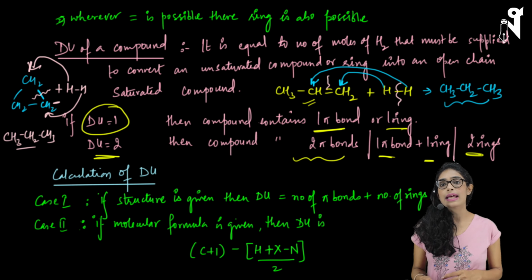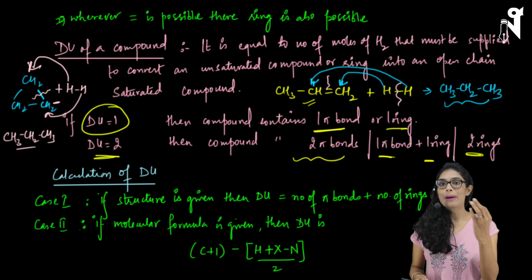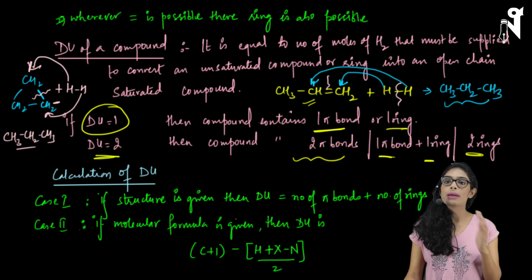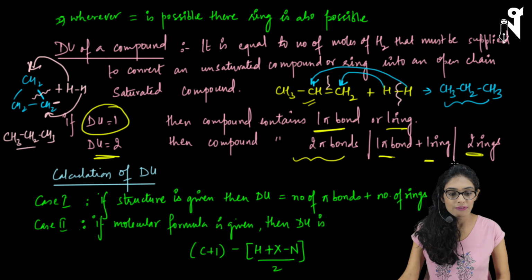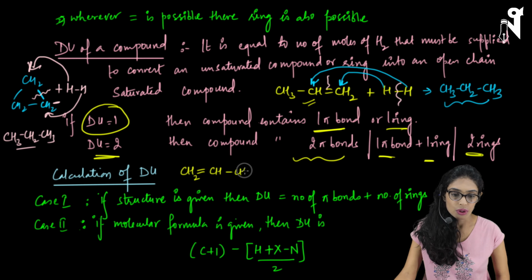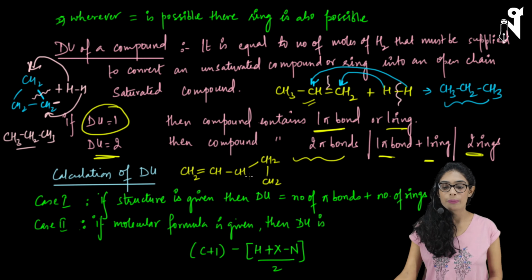Now I'll give you one example of one pi bond and one ring so that you will be able to relate to it much better. Let's say I have taken CH2 double bond CH, and then I have taken CH, CH2, CH2. So here I have a cyclic ring as well as the pi bond, both. Now I want to make it a normal alkane chain.